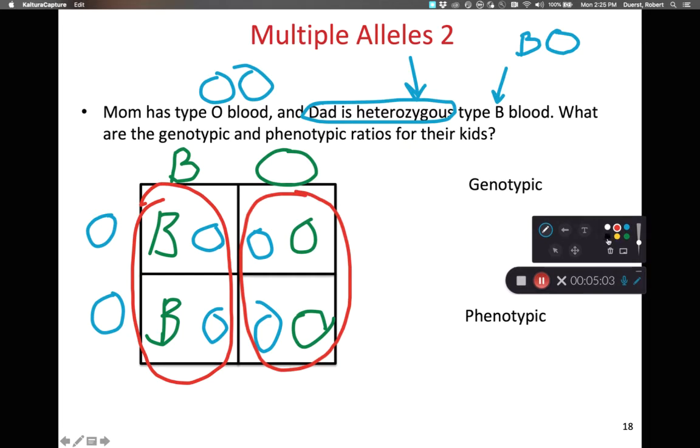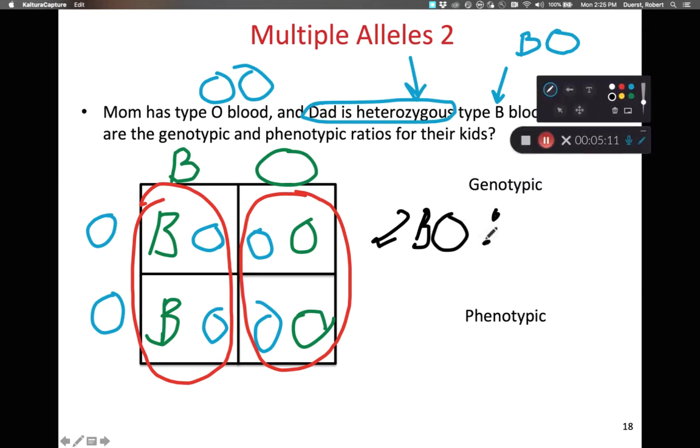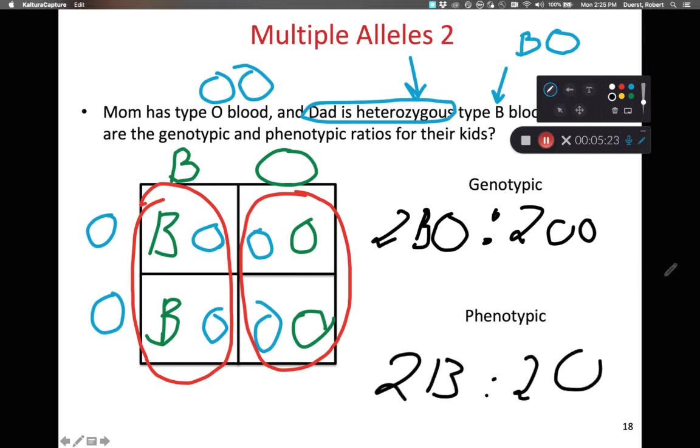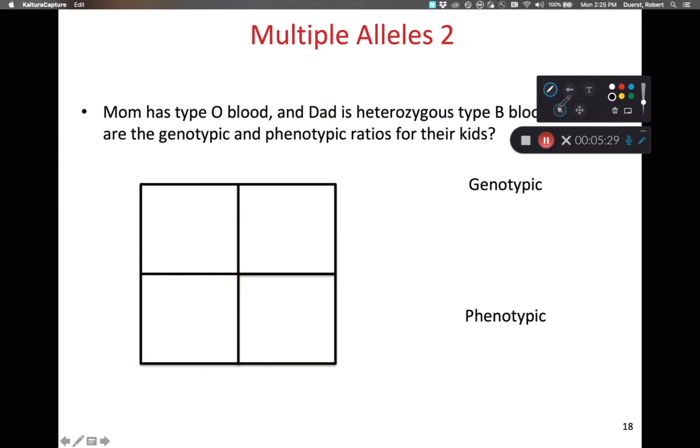So for our genotypic ratio, we'll have 2 BO paired with 2 homozygous recessive, or 2 OOs. And then for the phenotypic ratios, we'd have 2 B blood types paired with 2 O blood types. So we'd have a 2-to-2 phenotypic and a 2-to-2 genotypic ratio in this instance.